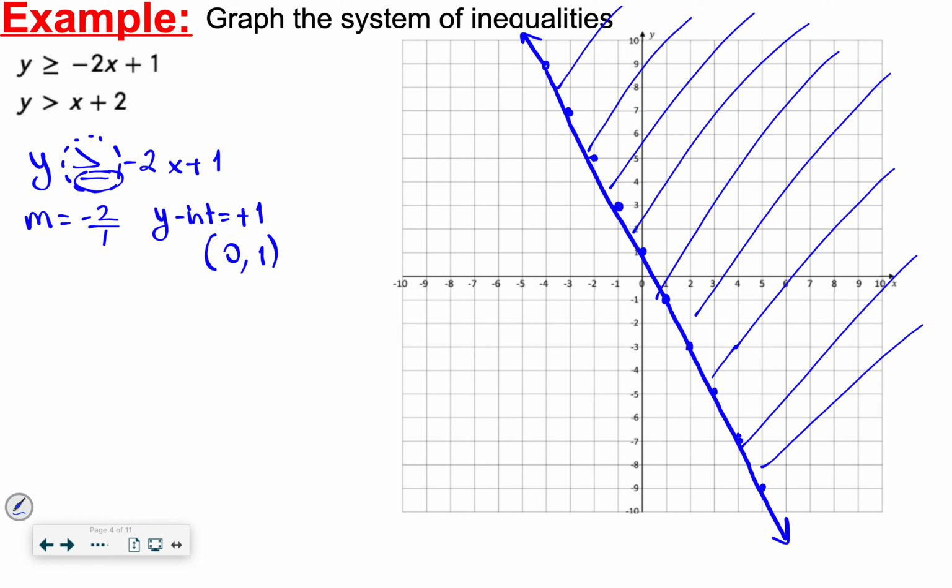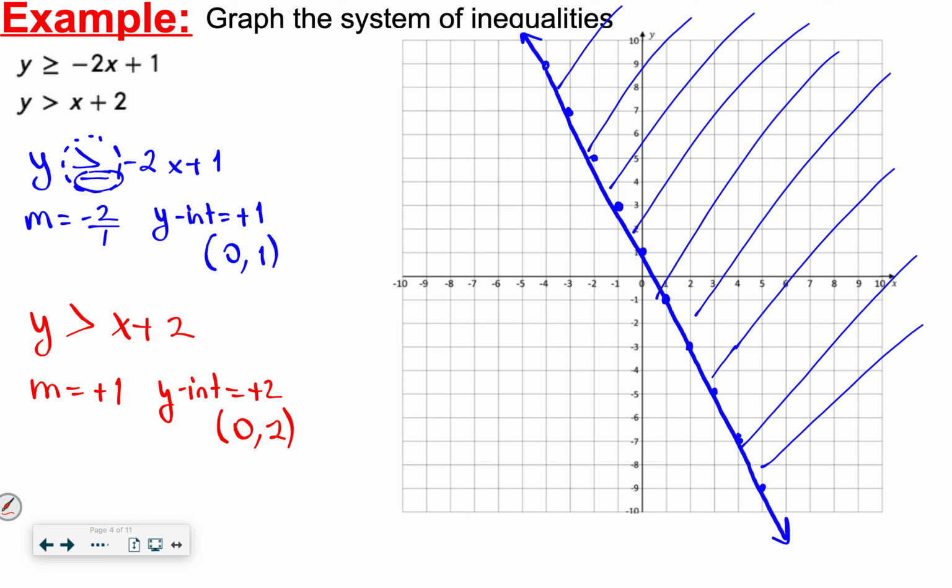Now we are going to draw the second inequality. y is greater than x plus 2. Slope is positive 1. y-intercept is positive 2. You can describe the y-intercept as (0, 2). Here. By using the slope, we can find other points.